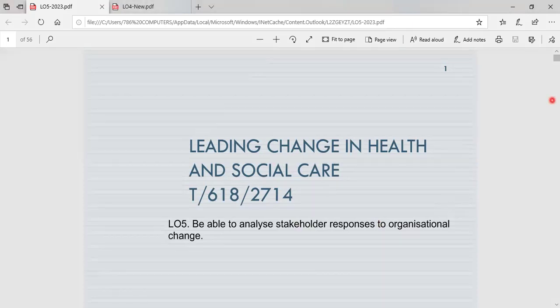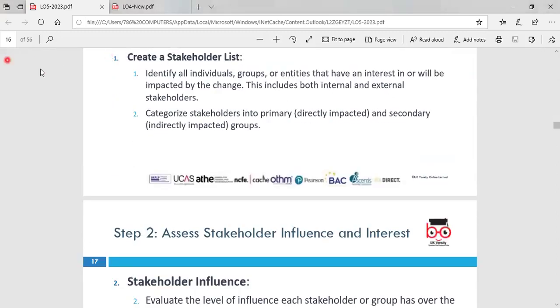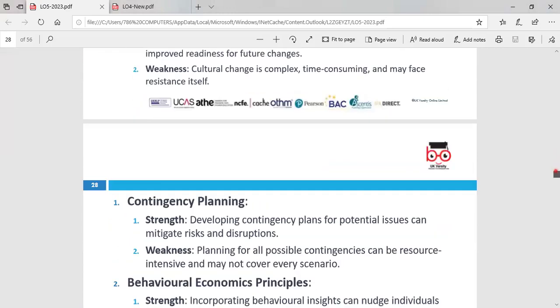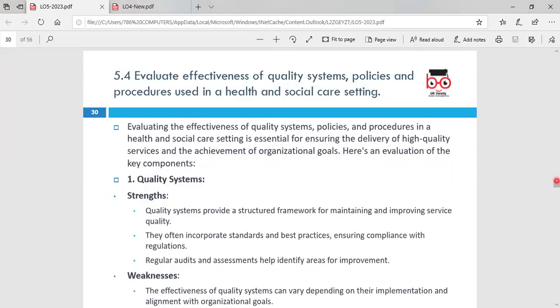So now we will discuss in more detail the pros and cons of some other aspects of stakeholders and of bringing about change. So we were on slide 30. Just let me scroll down. Okay, so in this part of the presentation, we are talking about evaluation of the effectiveness of quality systems.